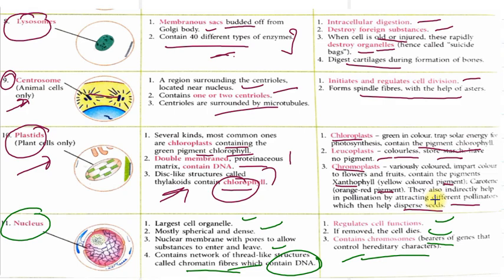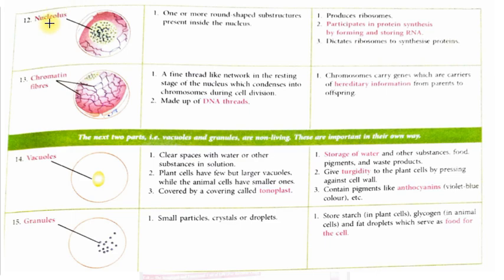So next is nucleolus. This is the shape of nucleolus. One or more round shaped structures present inside the nucleus. They produce ribosomes, found in both animal and plant cells. They participate in protein synthesis by forming and storing RNA, and dictate ribosomes to synthesize proteins.